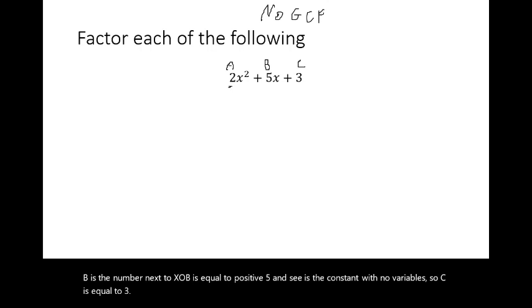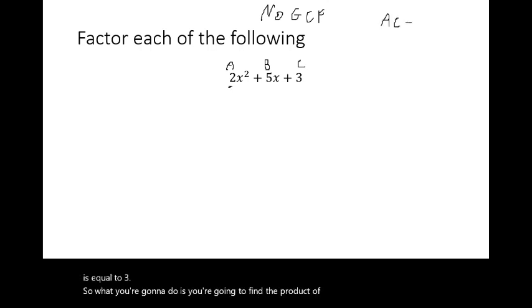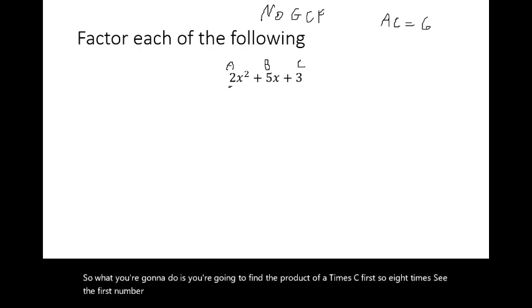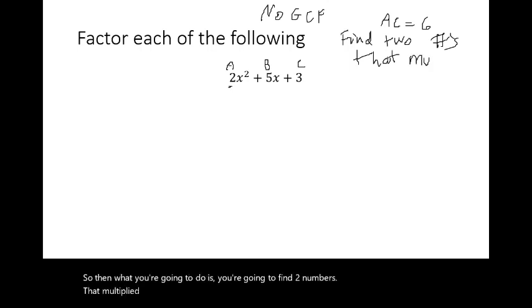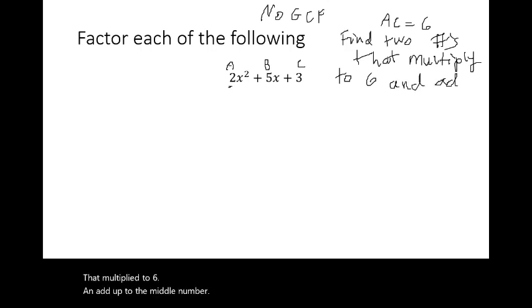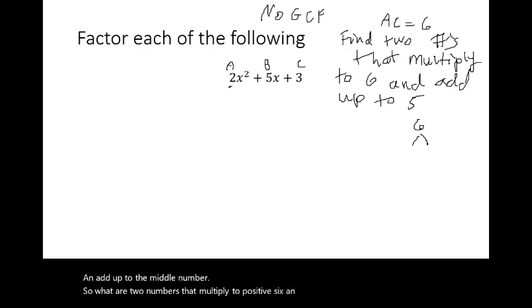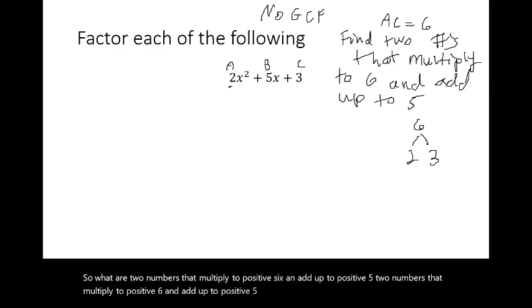So what you're going to do is you're going to find the product of a times c first. So a times c, the first number times the last number, is 6. So then what you're going to do is you're going to find two numbers that multiply to 6 and add up to the middle number, 5. So what are two numbers that multiply to positive 6 and add up to positive 5? Well, two numbers that multiply to positive 6 and add up to positive 5 are 2 and 3.